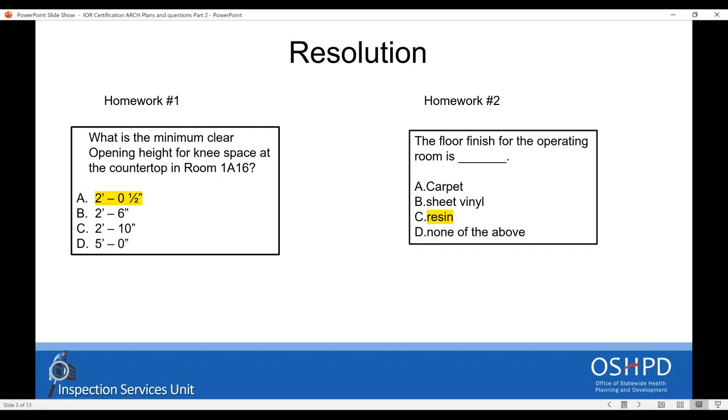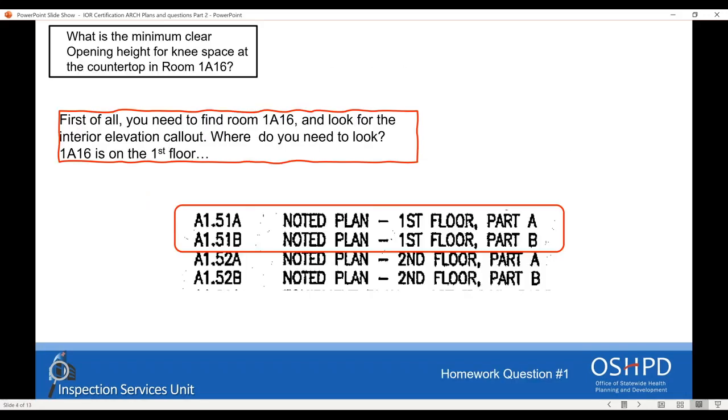So the answer for homework 1: what is the minimum clear opening height for knee space at the countertop in room 1A16? The answer is A. And for the floor finish for the operating room, the answer is C. So maybe some of you are scratching your head already, but let's go through. Which one is the process?